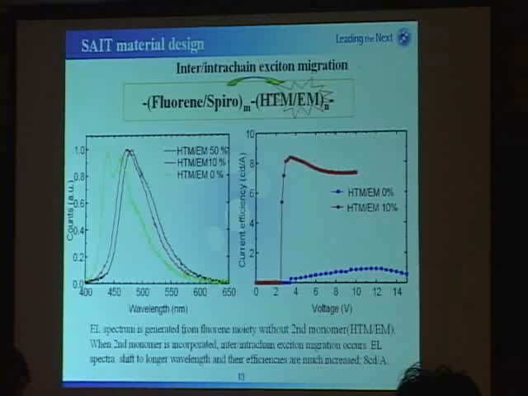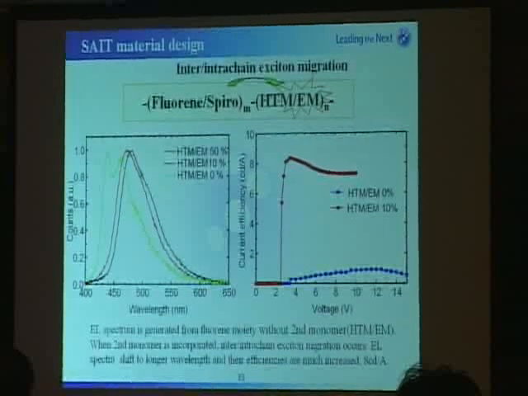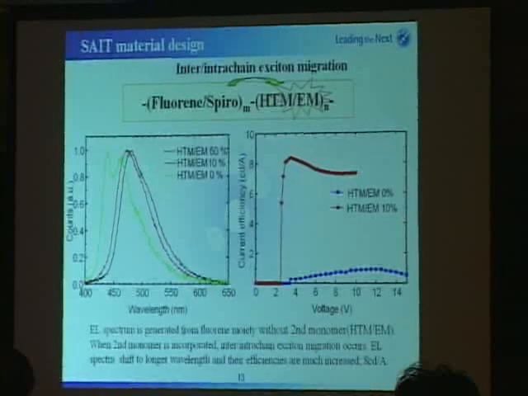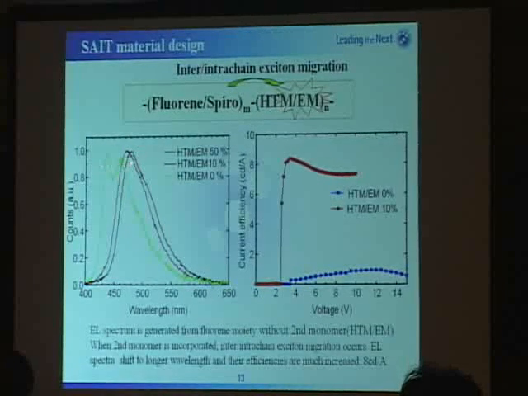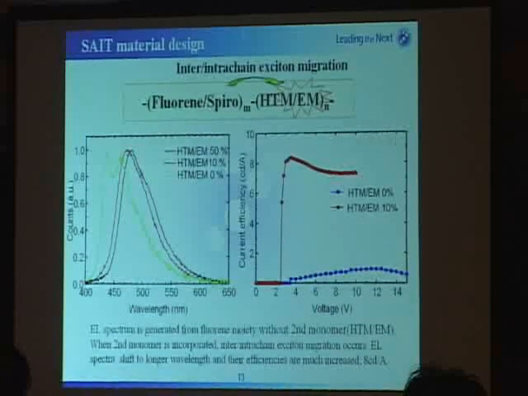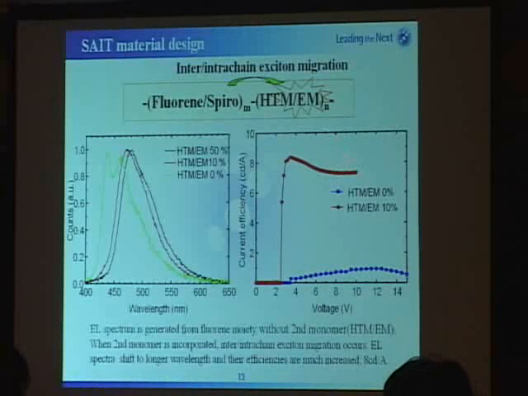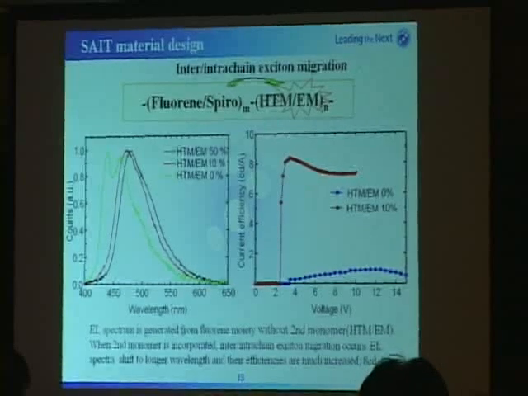And once the second monomer is incorporated, interchain and intrachain exciton migration occurs. Then the EL spectra shift to longer wavelengths, with improved efficiency. When 10% of the second monomer is incorporated, that's the red curve, and 50% is the black curve. And we achieved 8 candela per ampere efficiency. Next, please.